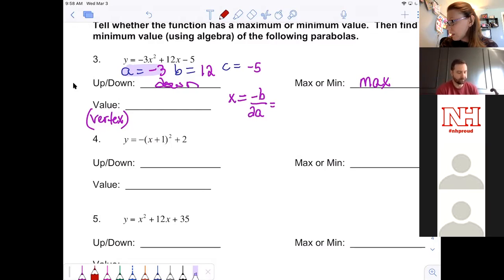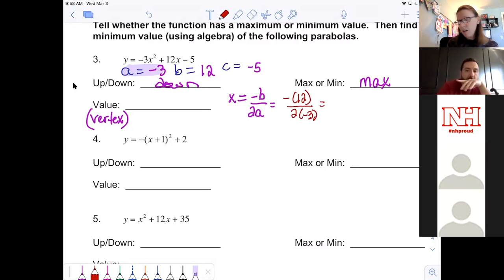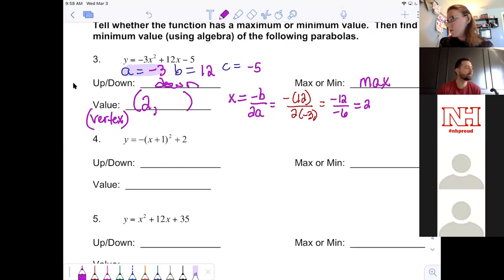So we are plugging in a 12 and we're plugging in a -3. So we need to get this maximum value, and in order to do that, we have to find the vertex. So we have -12 divided by -6, which is 2. So now we know that the x value of the vertex is 2.